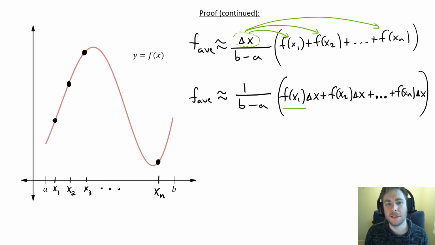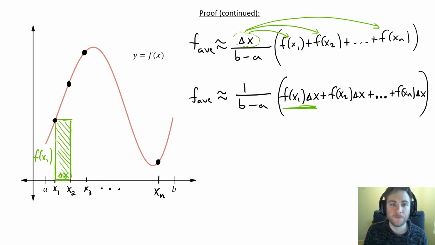Now let's examine each of these terms in the brackets, starting with this first one. If we think about what's going on graphically, we know that f of x1 can be thought of as this vertical distance between our first point and the x-axis. And delta x can be thought of as this horizontal distance between each of our points. That means that f of x1 times delta x can literally be thought of as base times height, or in other words, the area of this rectangle.